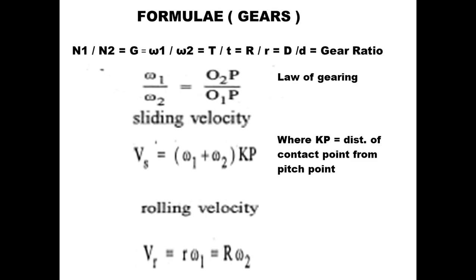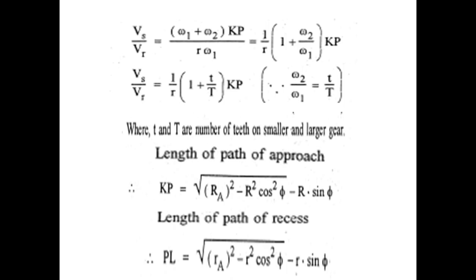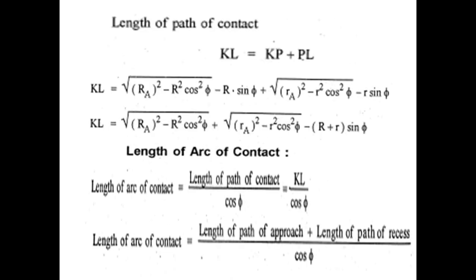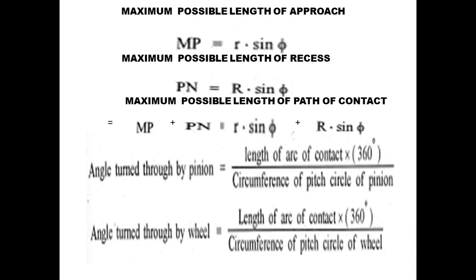Formulae for the gear. N1 by N2 is equal to omega 1 by omega 2, is equal to T2 by T1, is equal to D2 by D1, is equal to gear ratio. So that is the law of gearing: omega 1 by omega 2 is equal to O2P by O1P. We have already derived it in the previous slides. Sliding velocity is omega 1 plus omega 2 times Kp, where Kp is the distance of the contact point from the pitch point. Rolling velocity Vr is equal to R1 omega 1 is equal to R2 omega 2. Then length of path of approach, length of path of recess, length of arc of contact. All these formulas we have to remember for solving the questions.